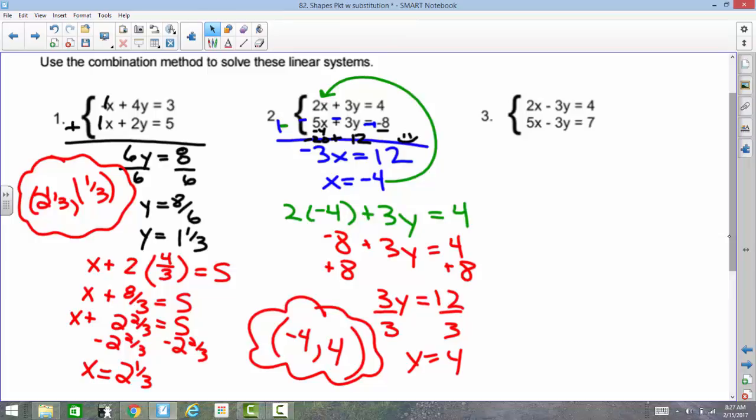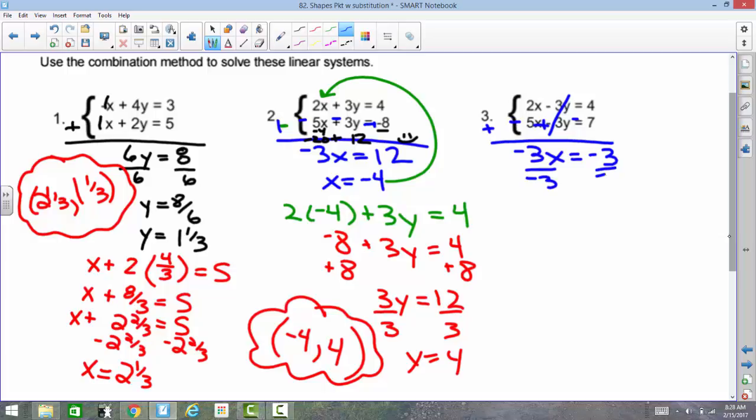Okay, so 3, you're going to subtract to eliminate, because if you add, this would give you 7x and this would give you -6y. So nothing eliminates. So you can't add. So multiply the bottom by -1, which is like subtracting, and then add. So 2x and -5x is -3x. The y's will cancel because you have a positive and a negative. And then a 4 and a -7 is a -3. So when you divide by -3, you get x equals 1.